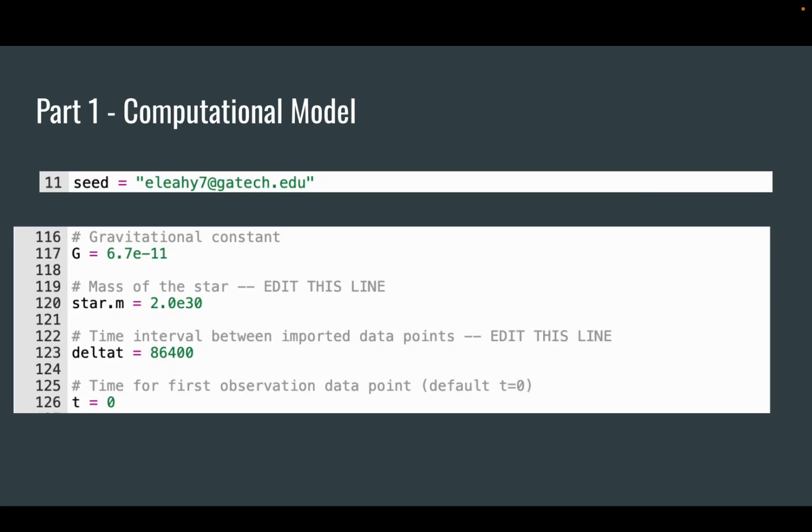Shown here are the initial conditions for my first computational model. As you can see, I put my student email as the seed, which customizes my data for the rest of my program. I also set G equal to 6.7 times 10 to the negative 11th, because this is the universal gravitational constant. I set the star's mass equal to 2 times 10 to the 30th, which was given, and lastly I set delta t equal to 86,400, because this is how many seconds are in a day.